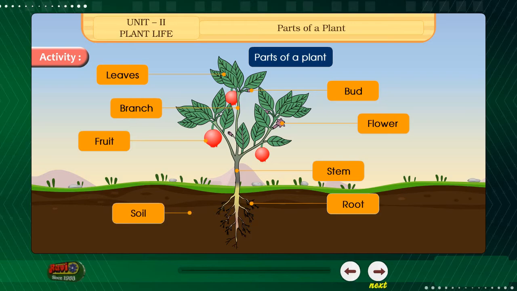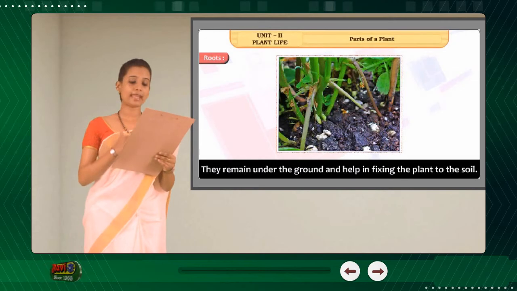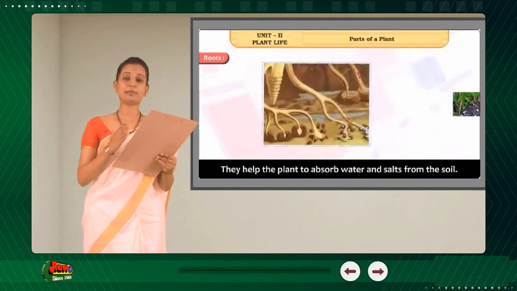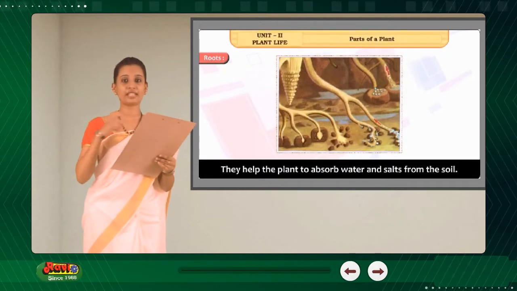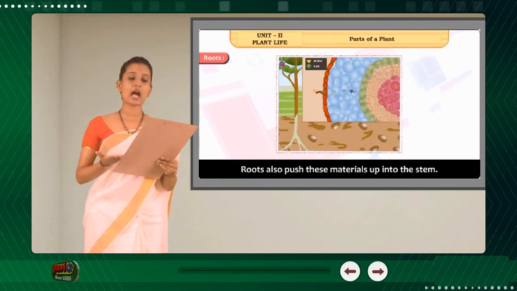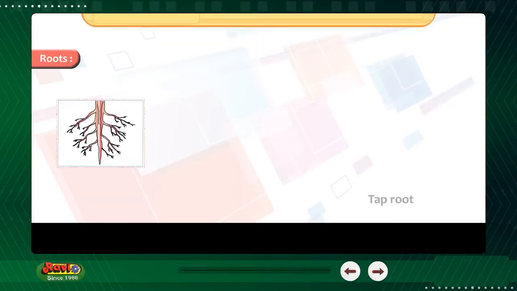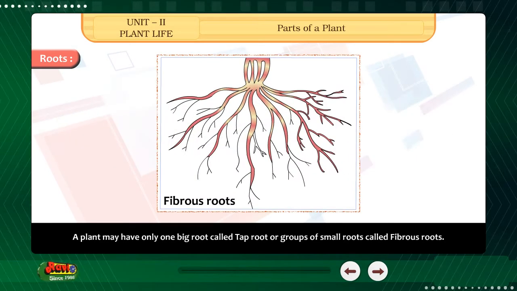Soil. Roots. They remain under the ground and help in fixing the plant to the soil. They help the plant to absorb water and salt from the soil. Roots also push these materials up into the stem. A plant may have only one big root called taproot, or groups of small roots called fibrous roots.